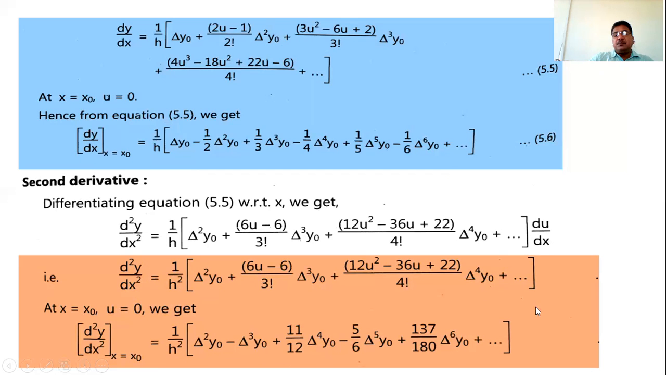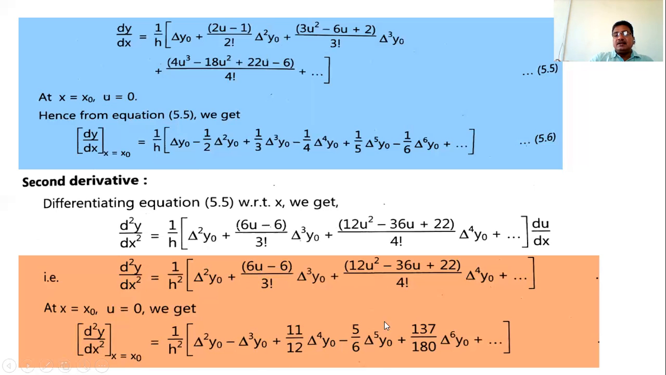And at the first point, that is d²y/dx² at x₀. So at x₀, x is equal to x₀, then u is 0, and then d²y/dx² is what? At x equal to x₀ it is 1/h² times this quantity: Δ²y₀ minus, substitute u at 0, so minus 6/6 is minus Δ³y₀. This is the 22/24 by 4 factorial, that is 11/12 Δ⁴y₀.